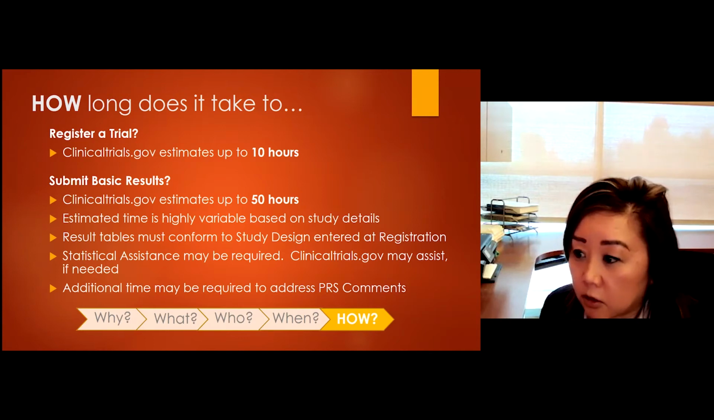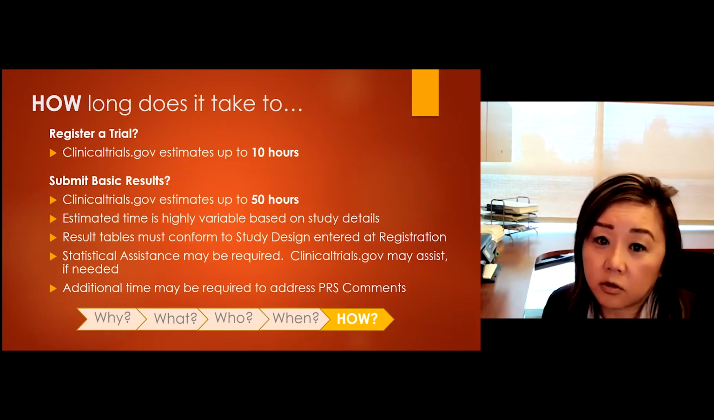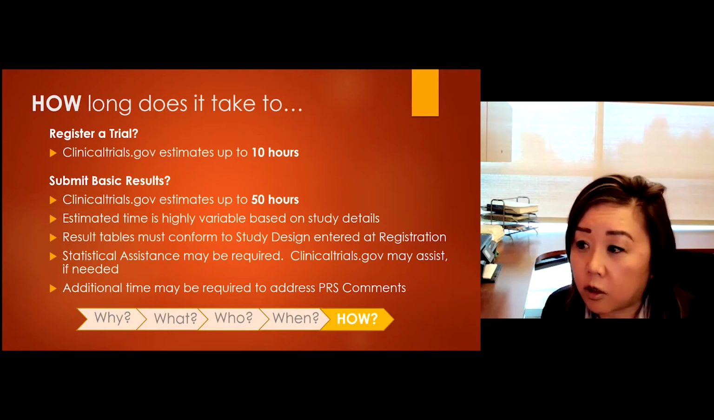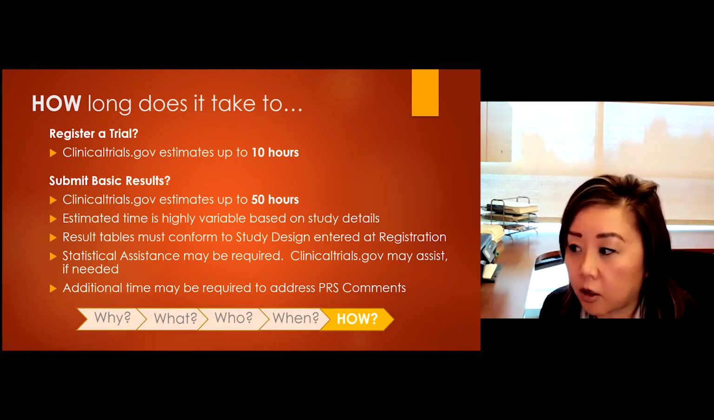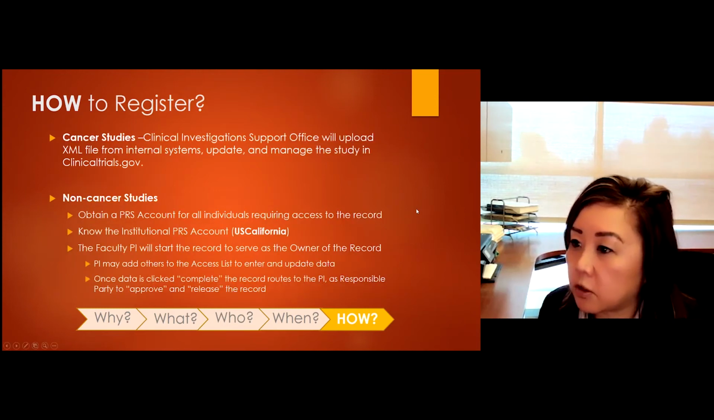You may need statistical assistance, and clinicaltrials.gov may also assist if it's needed as well. You can schedule time with them. Usually we've done that in the past. If they come back with comments and you don't quite understand, sometimes it goes back and forth with some of the changes, and if you still don't quite understand what their comments are, you can set up a conference call with them and they could go over in detail some of those comments. Additional time may be required to address PRS comments, as I mentioned.